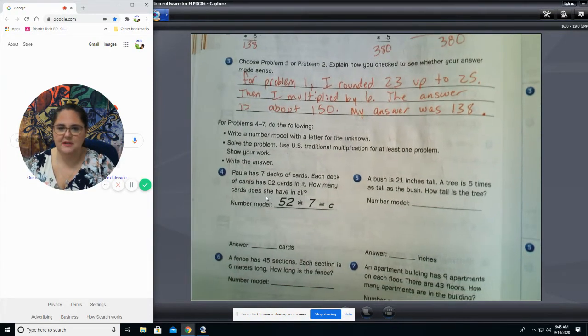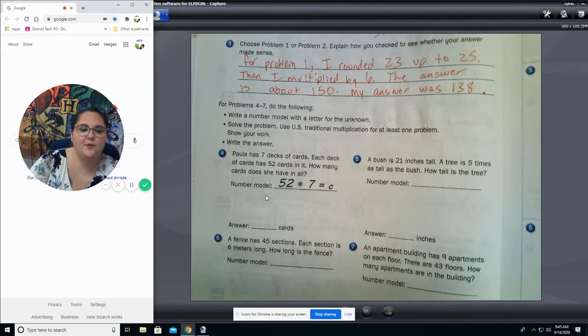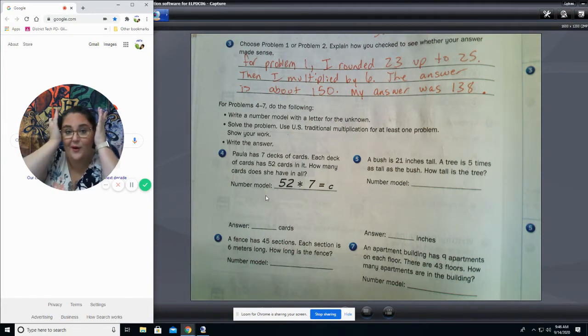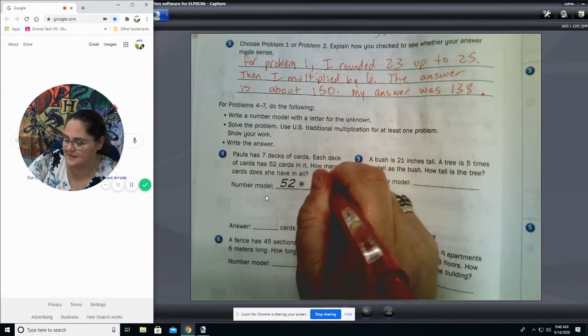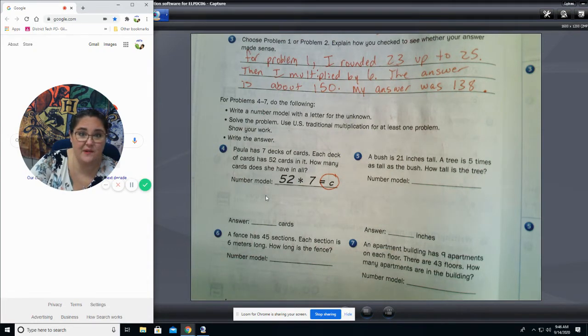I'm going to move it up just a little bit, and I know some of you are still writing, and that's okay. So for problems number 4 through 7, do the following. First, write a number model with a letter for the unknown. So this is getting into a little bit of algebra. I know that's a big, scary word, and a lot of you are like, oh no. Algebra basically just means that there's a letter inside of your problem.